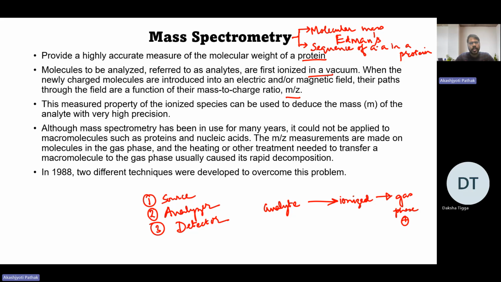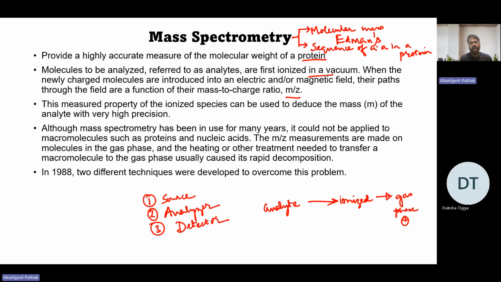Why is it so? Because in mass spectrometry, you are first ionizing the sample. For proteins and nucleic acids, those are biomolecules, isn't it? If you ionize them, then what will happen? Basically, there will be decomposition in the molecules. The molecule will get decomposed, isn't it? It will have no information.